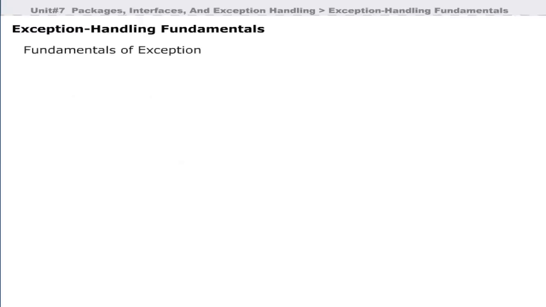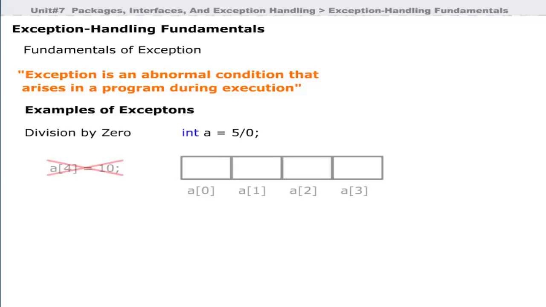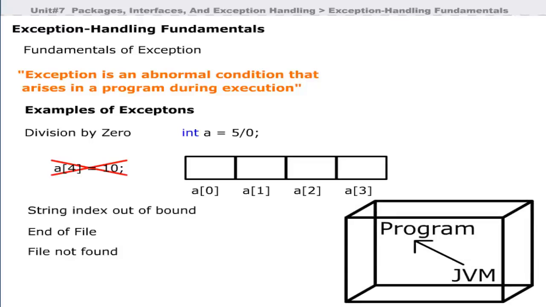Now we will learn basic concepts of exceptions. In Java, exception is an abnormal condition that arises in a program during execution. For example, division by zero, array index out of bound exception, string index out of bound, end of file exception, file not found exception. When an exceptional condition arises, Java throws an object that represents the error condition.